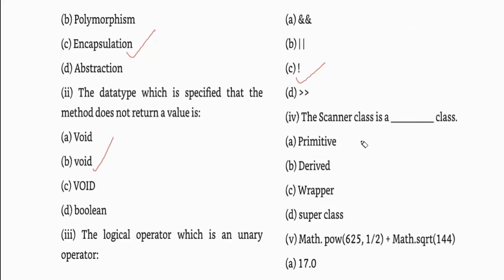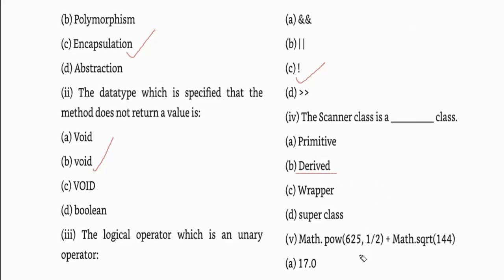Now the Scanner is a class dash class, so it's a primitive, derived, wrapper or super. We know that when we have to use the Scanner class, we use the util package. Okay, so it is a derived class which is derived from the util class.